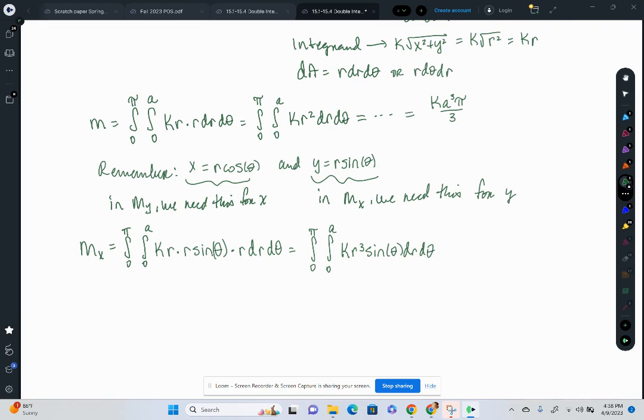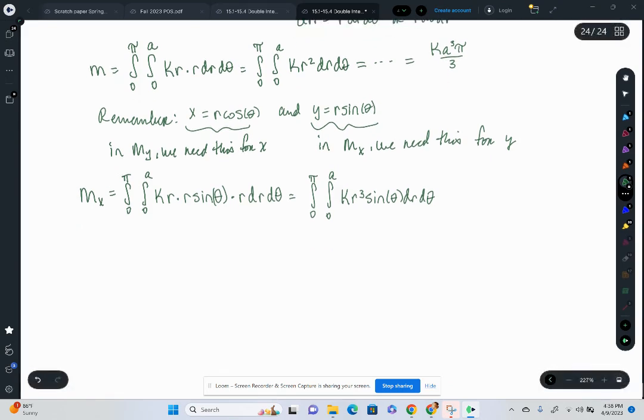Now, that one you're going to integrate with respect to r. It's just a polynomial. That shouldn't be too big of a deal. And then with theta, you just have a sine of theta to integrate. So that one shouldn't be bad either.